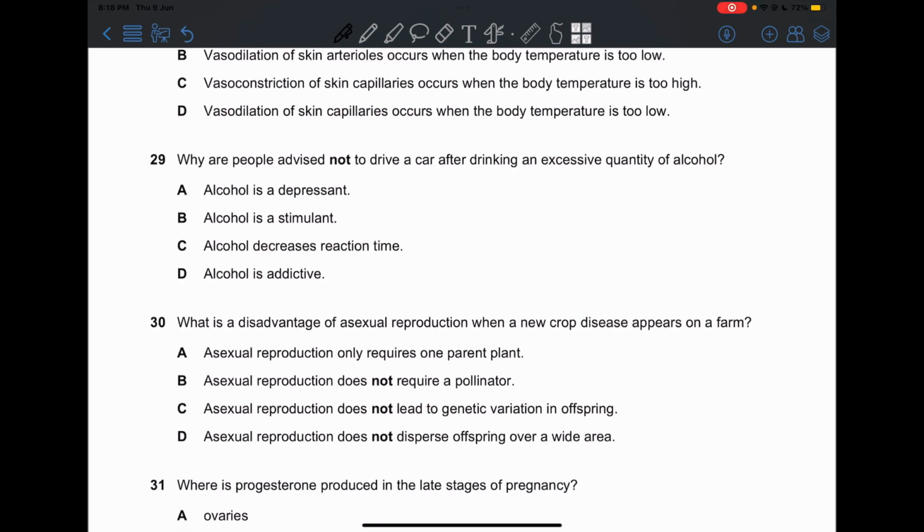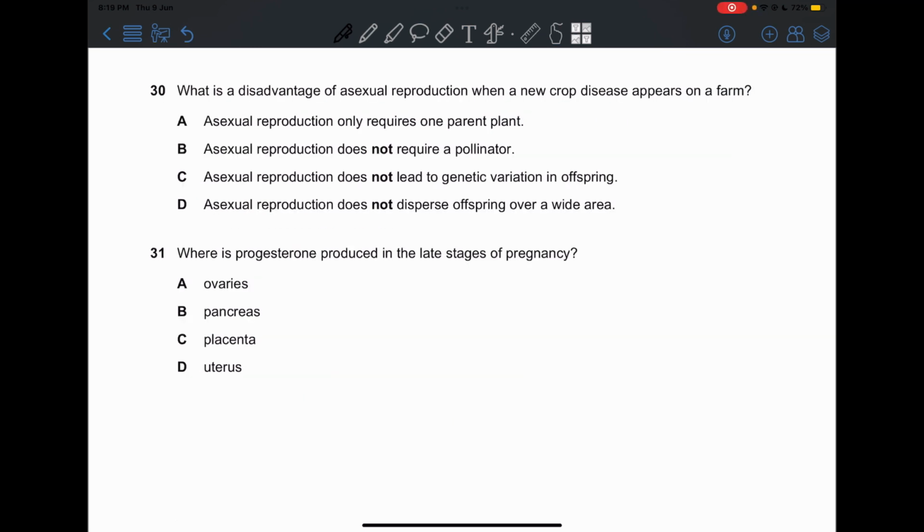29. Why are people advised not to drive a car after drinking an excessive quantity of alcohol? Now we know that alcohol will actually increase the reaction time, so it will take longer for someone to recognize or acknowledge that they are in a car, or if an accident occurs, it will take them more time to know about their surroundings or what's going on around them. So our answer will be A, because it's a depressant.